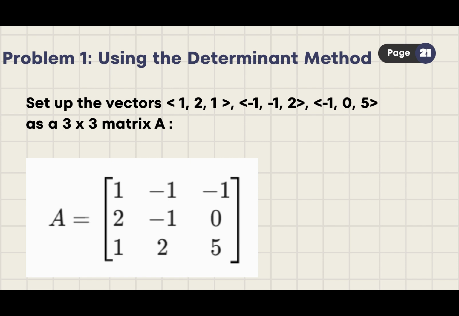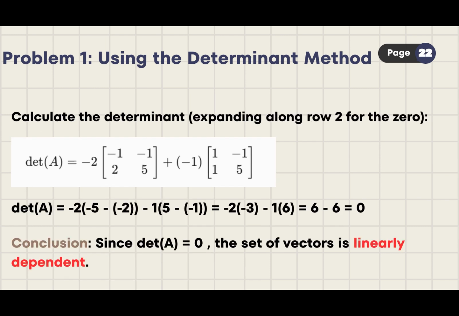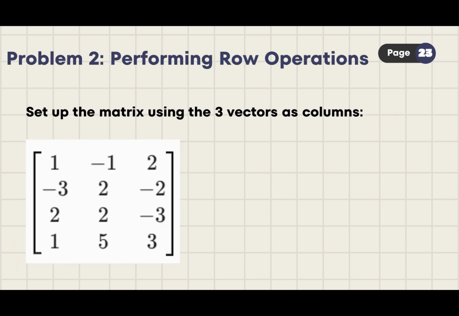Problem 1. Using the determinant method, set up the vectors 1, 2, 1, minus 1, minus 1, 2, minus 1, 0, 5 as a 3 by 3 matrix A. Calculate the determinant expanding along row 2 for the 0. The determinant of A equals 0. Since the determinant of A equals 0, the set of vectors is linearly dependent.